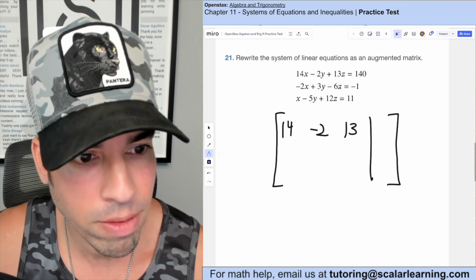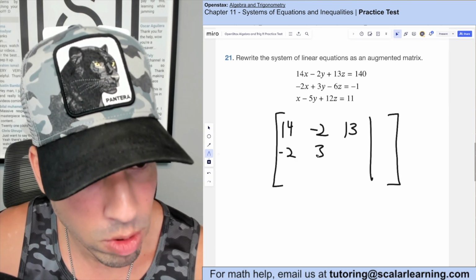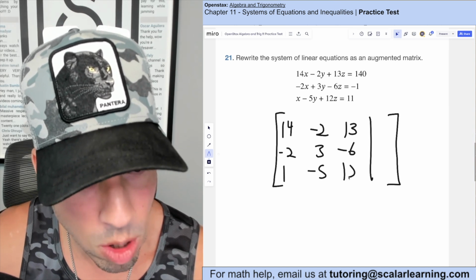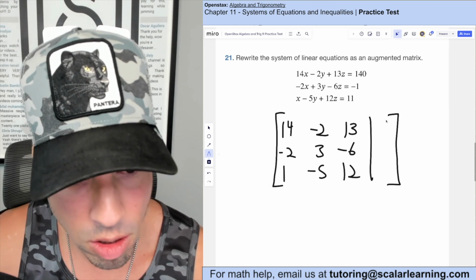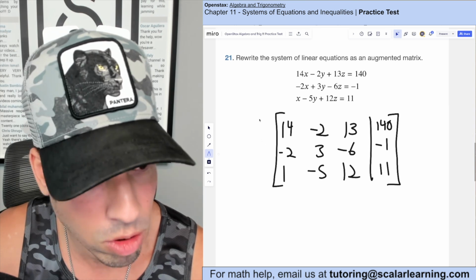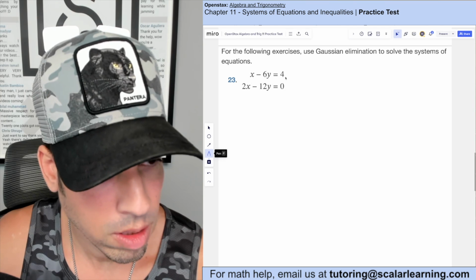And the same is going to apply for these equations down here. Again, -2 goes here for the x. And then we have 3 for the y, -6 for the z. Same down here, 1, -5, and 12. And then we put in those constants over here. So we got 140 with the first, -1 with the second, 11 with the third. That is how you do it. Done.